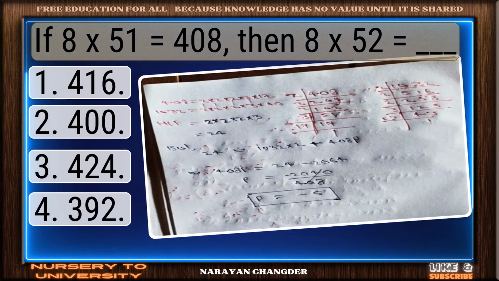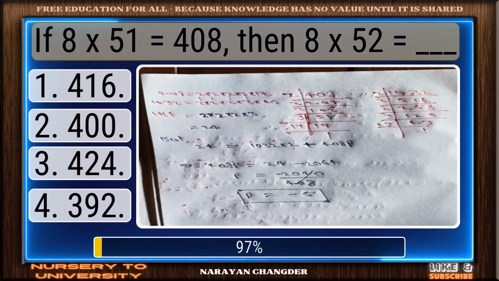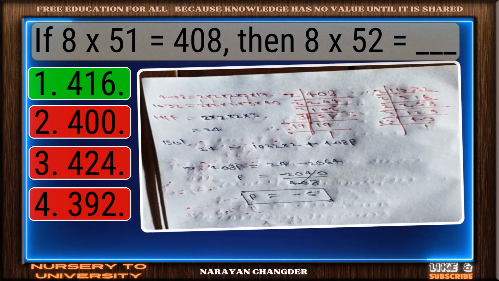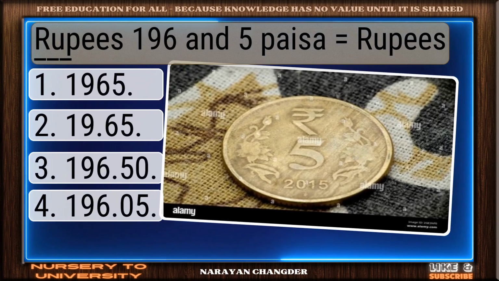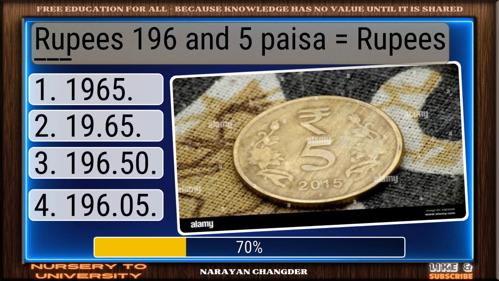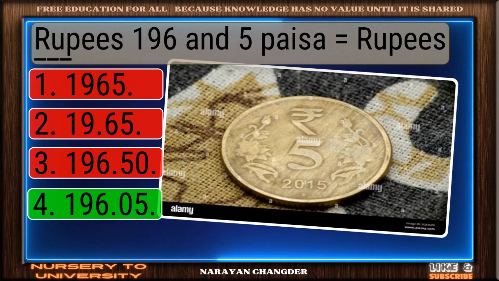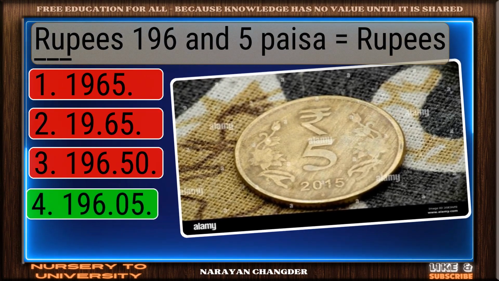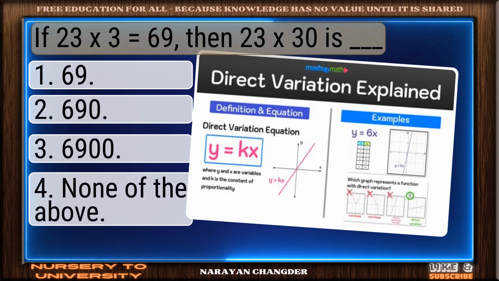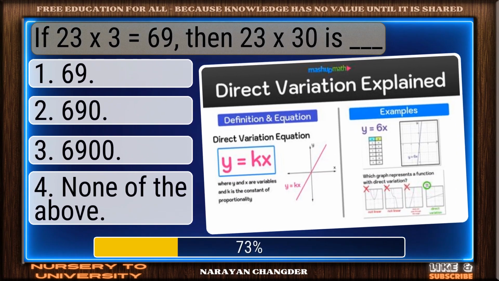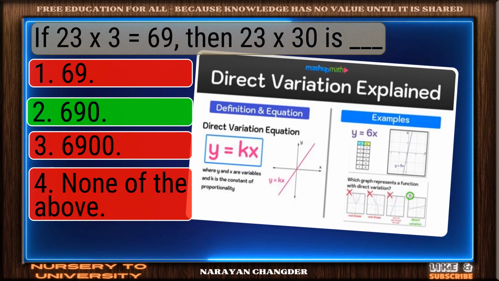If x51 equal to 4 and 8, then x52 equal to dash. Correct. 416 is the right answer. Rupees 196 and 5 paisa equal to rupees dash. Clear logic. Your choice 196.05 is sound and 100% true. If 23x3 equal to 69, then 23x30 is dash. Well picked. 690 is the correct answer.